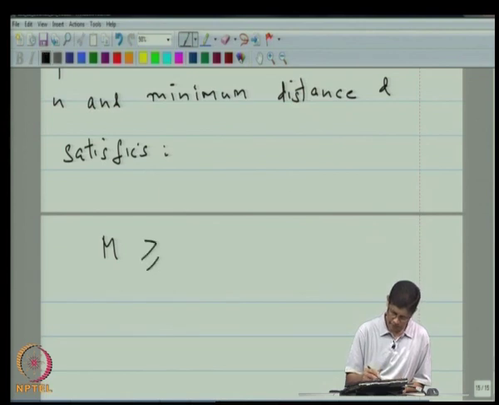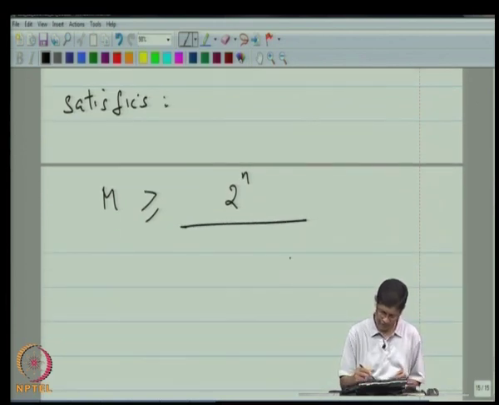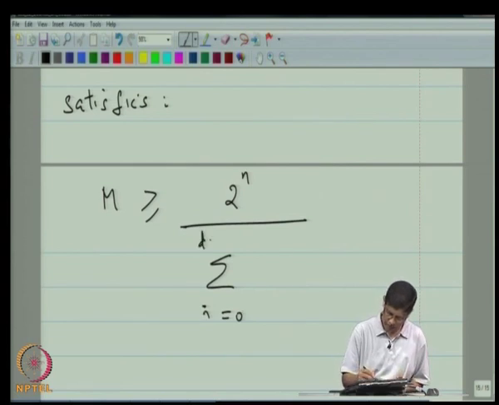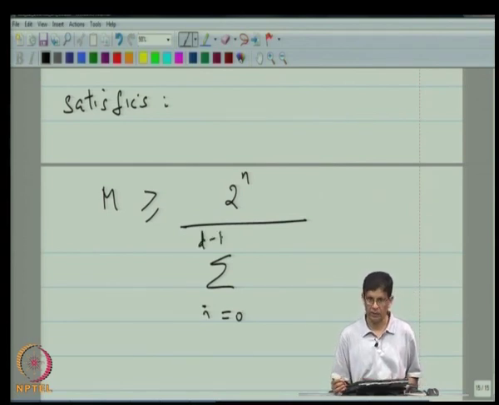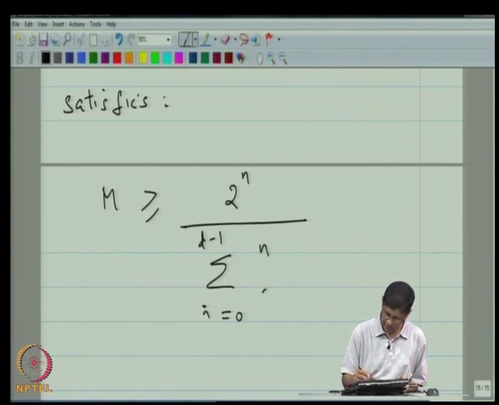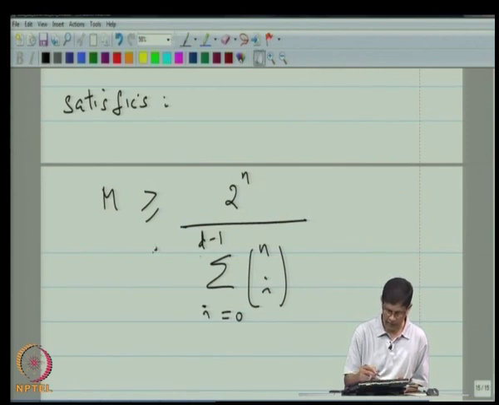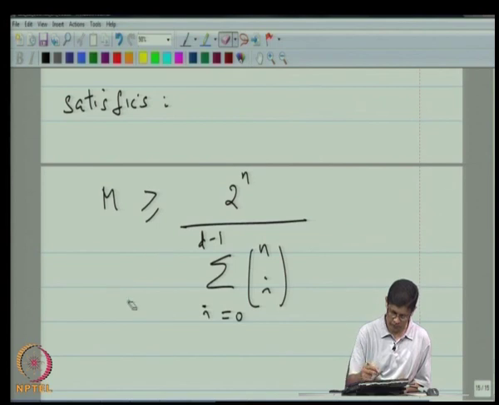So, M is greater than or equal to 2 to the n divided by the sum i goes from 0, and at this point you must be thinking this looks just like the Hamming bound. Well, it does, but there are two differences. One is of course that it is a lower bound, not an upper bound, and secondly, whereas earlier in the case of the Hamming bound you would have a t here, 0 to t, you have 0 to d minus 1. So, those are the two differences.